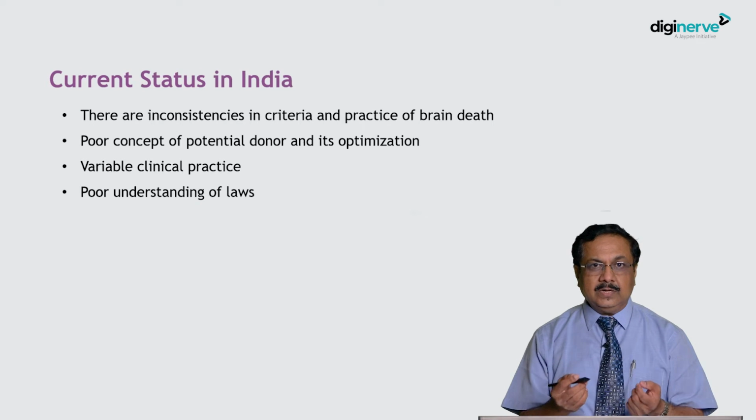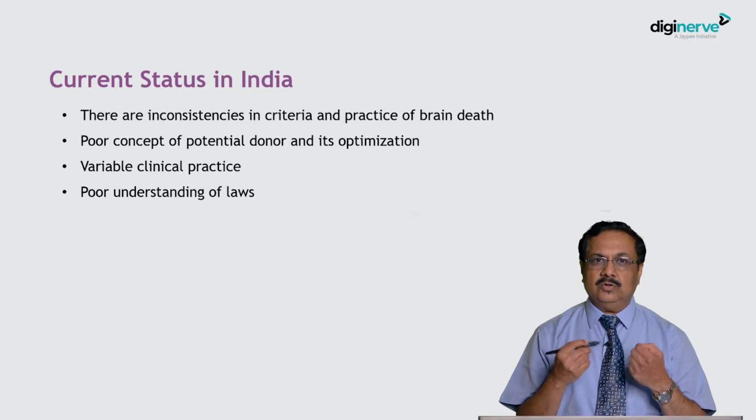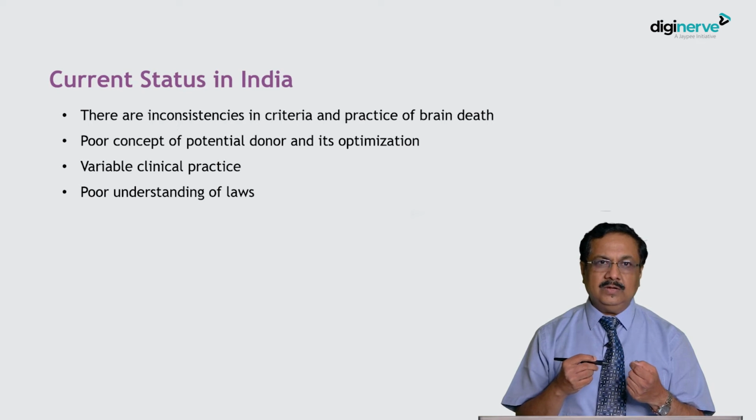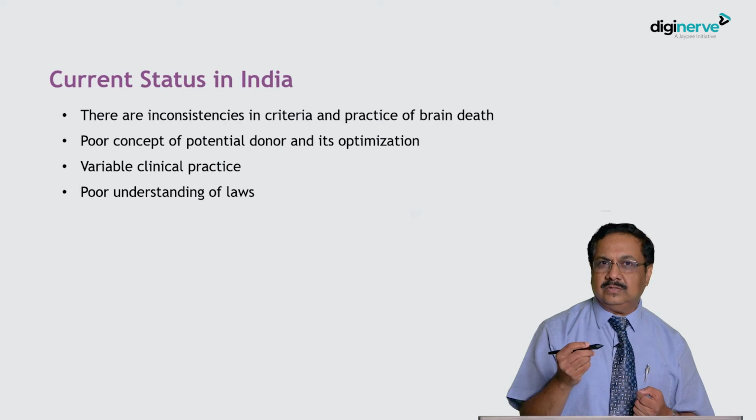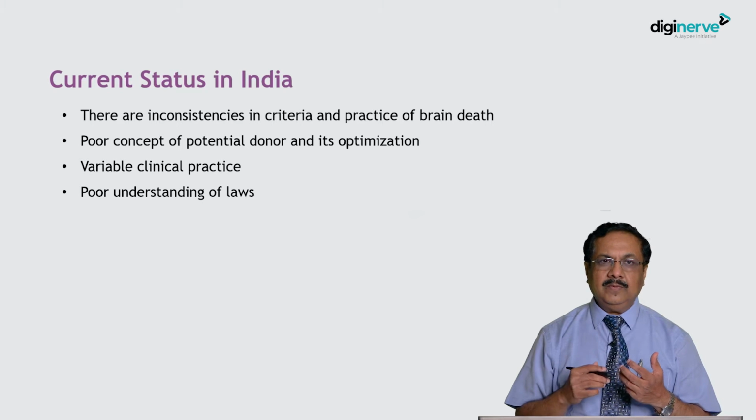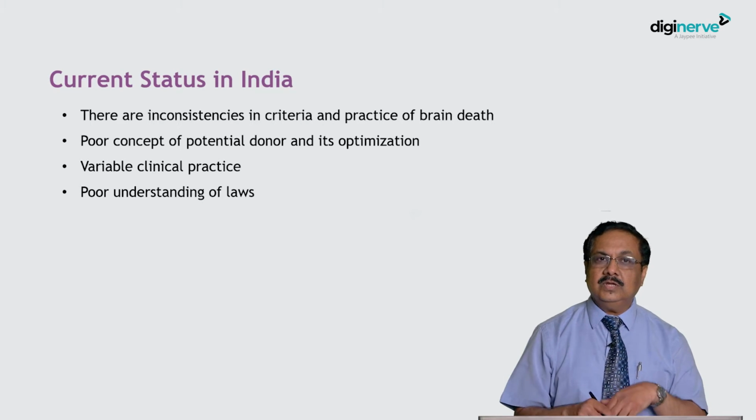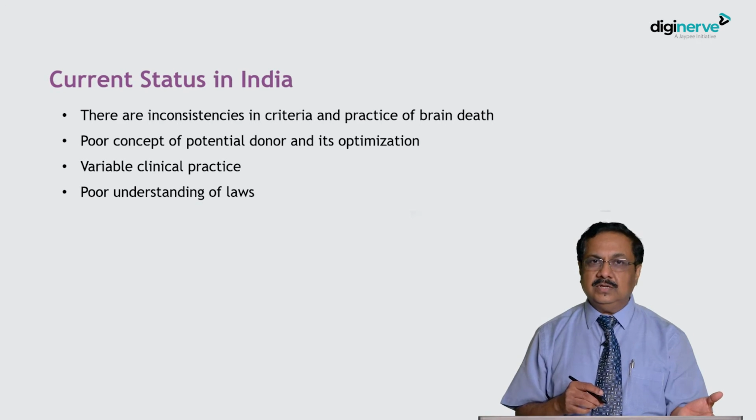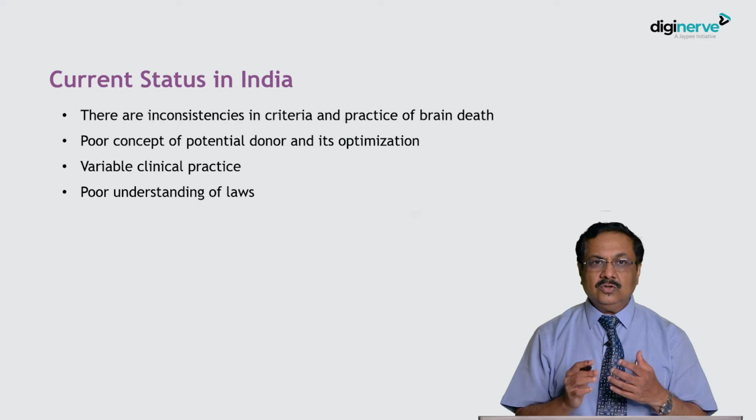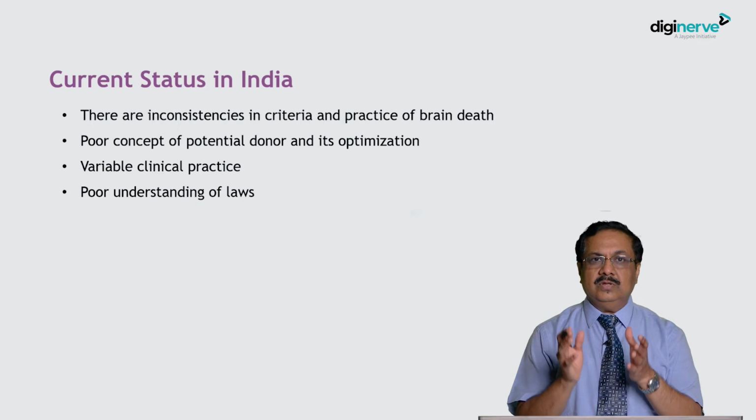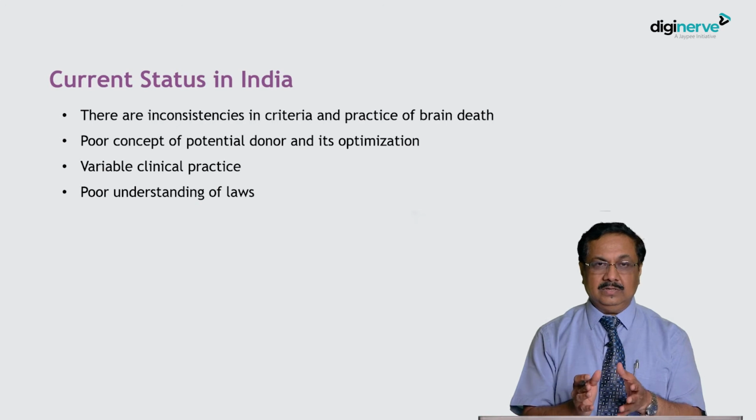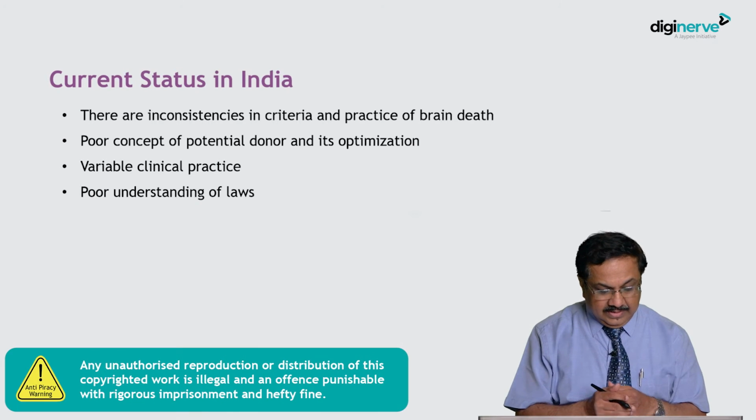We need to pick up those organ donors on priority so that we will not land in a crash organ donor. Sometimes what happens is families are willing for organ donation, but the patient is not in a condition to donate the organ. So the concept of the potential organ donor needs to be established. This is the problem in India.